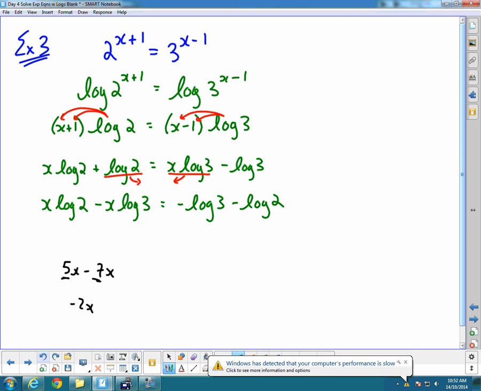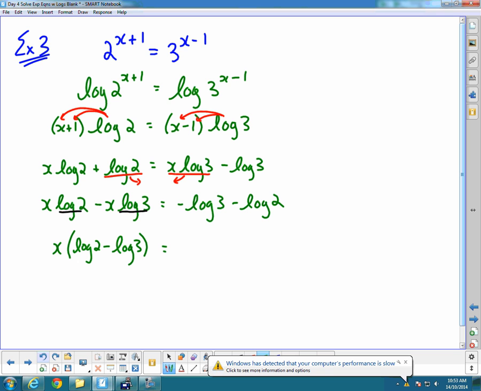Well, it's not a 5 and a negative 7, but a log 2 and a log 3. So we can add or subtract the coefficients. The way that looks is this. So we'll keep here, and we'll subtract the coefficients in this case.